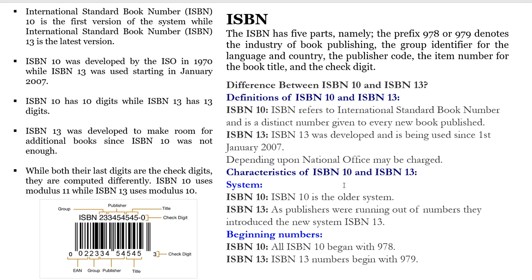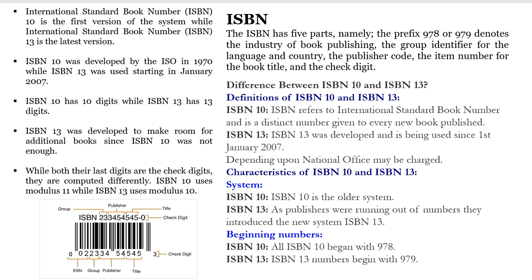Characteristics of the ISBN 10 and ISBN 13 systems. ISBN 10 is the older system. As publishers were running out of numbers, they introduced the new version, ISBN 13. Why? Because book series are there, so ISBN 13 is widely used. It is most significantly useful to publishers along with the authors also. They are identified easily through one ISBN number.